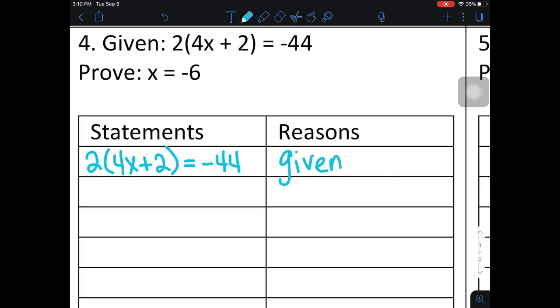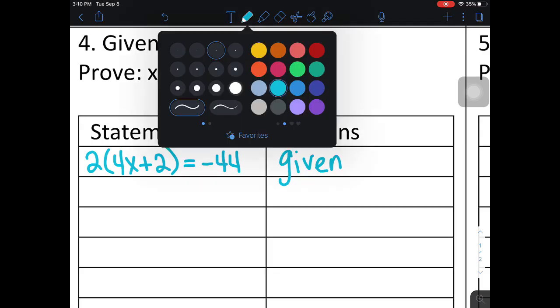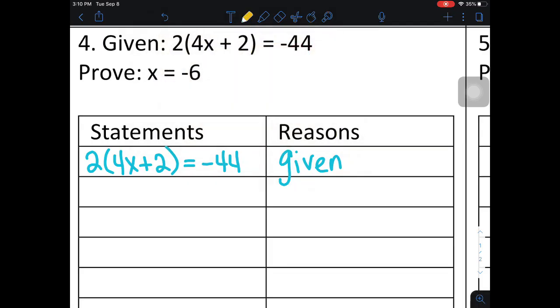Okay, so now we are going to go ahead and solve this. So if you notice, this has parentheses with a number outside, which means we need to distribute. So we have 2 times 4x, and then we're going to have to do 2 times 2. 2 times 4x is going to be 8x. 2 times 2 is 4. Bring everything else down. Okay?